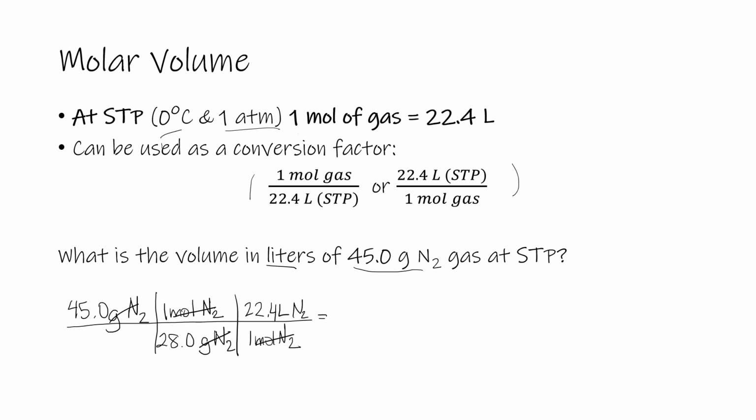Okay, so now we can just plug this into our calculator. 45 times 22.4 divided by 28. And rounding to 3 significant figures, we get 36.0 liters of nitrogen gas. Okay, so that rounds out the last 3 types of problems that we might see with gas laws. So hopefully that helps you to understand how to use those gas laws to plug in the problems to solve for what you're looking for.